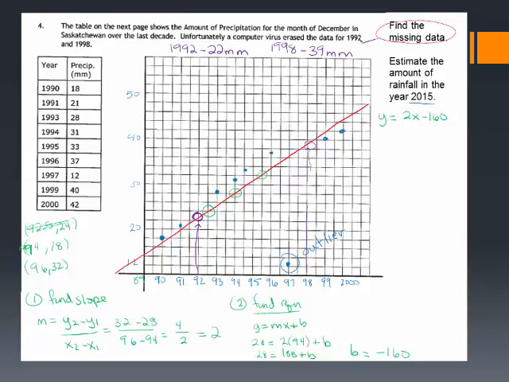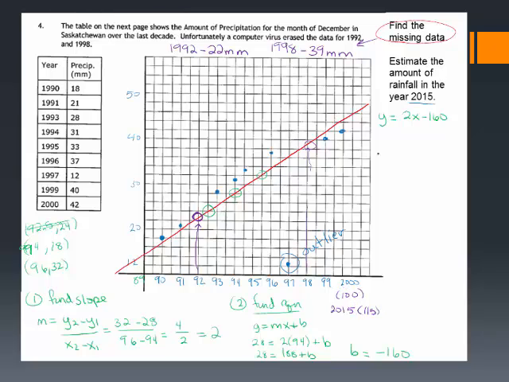Okay, so we found the missing data, but to estimate the amount of rainfall in 2015, I can't find that on the graph. I'm going to actually have to plug in a year. Now, if we started with 90, 2000 would be the same thing as 100 on this scale. So 2015 is going to be 115, and that's what we're going to plug in for our year.